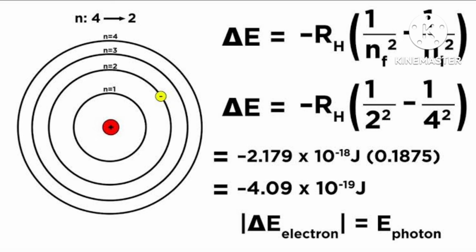Actually, according to Niels Bohr, the orbit is circular. But for your advanced knowledge, I want to tell you that Sommerfeld, one scientist, told about this. It is not only circular; circular is only one case. Actually, it is elliptical. Elliptical means it has length and breadth, just like an egg.